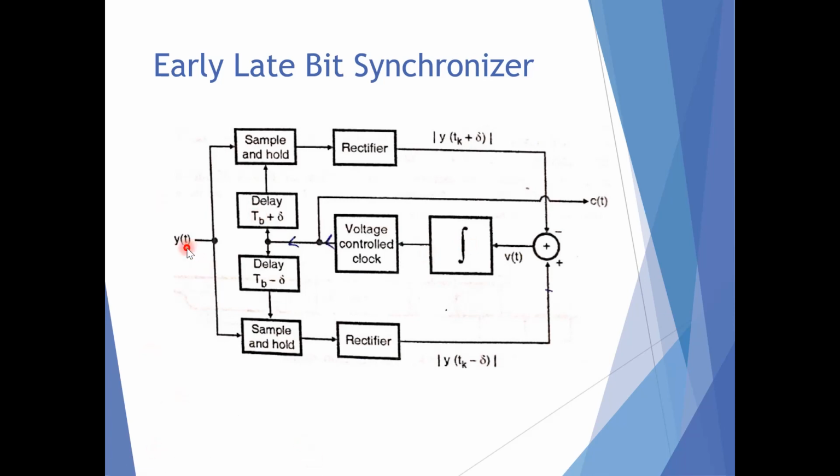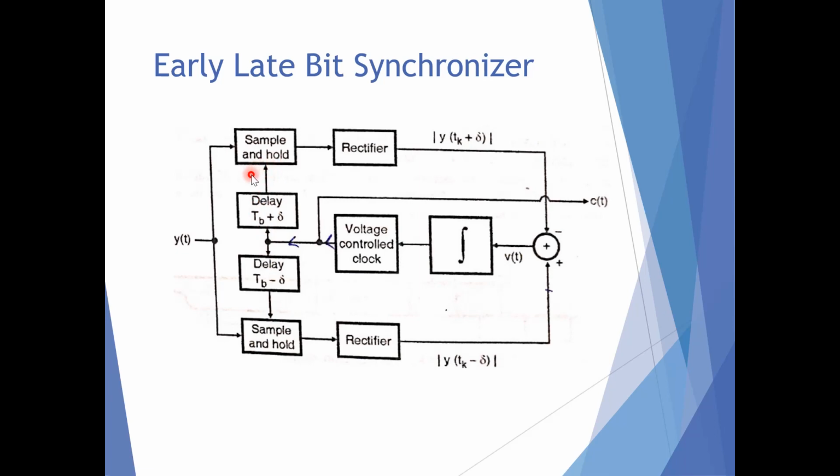This is our incoming signal y of t, it is applied to two sample and hold circuits. This is first and this is second sample and hold. The sampling signals for these sample and hold circuits are obtained from two delay producing blocks which are driven by the VCC. So this is our VCC and these are two delay blocks, TB plus delta, TB minus delta. From these two we are getting the train of pulses to the sample and hold circuit.